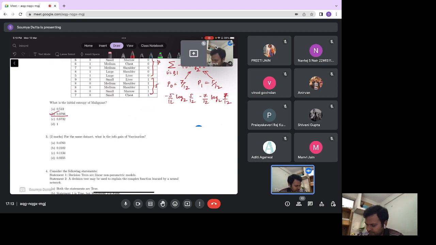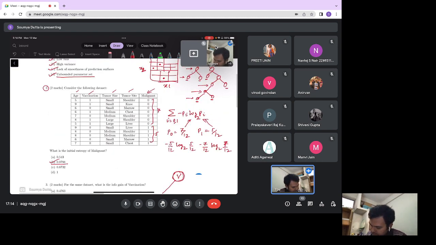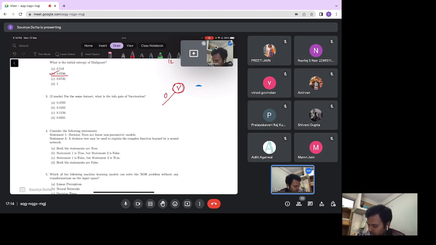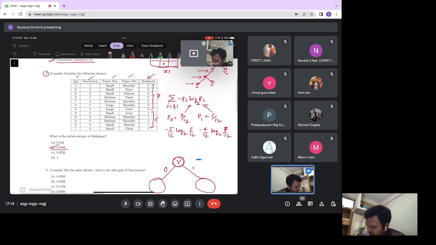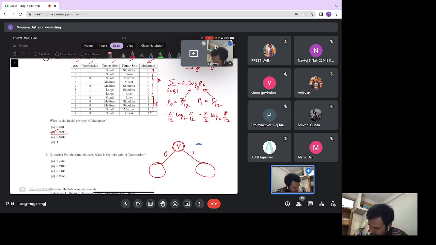Now for the same data set, what is the info gain on vaccination? That means you have a node and you are splitting your data set based on the status of vaccination. I'm denoting V for vaccination, which can again be 0 or 1. When vaccination is 0, I put all the points into the left node, and when vaccination is 1, I put all the points into the right node. When vaccination is 1, you have the hyphenated cases, and when vaccination is 0, you have the star cases.